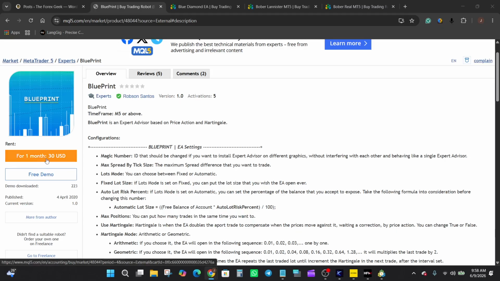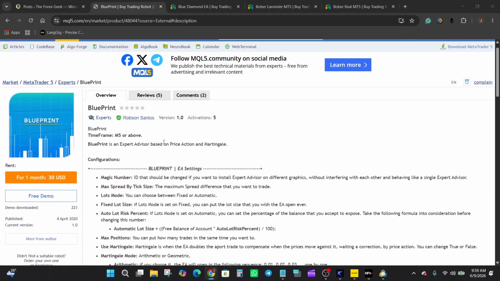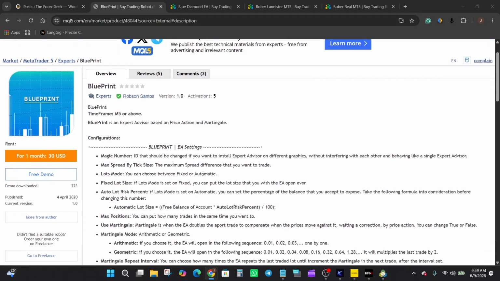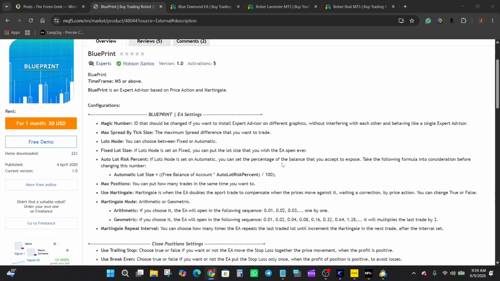for 1 month. Starting here on the MQL5 Marketplace page, we can see that BluePrint is described as an expert advisor based on Price Action and Martingale. The developer recommends using it on the M5 time frame or higher. And also note that all major forex pairs can be traded, with Euro USD highlighted as the best performer.